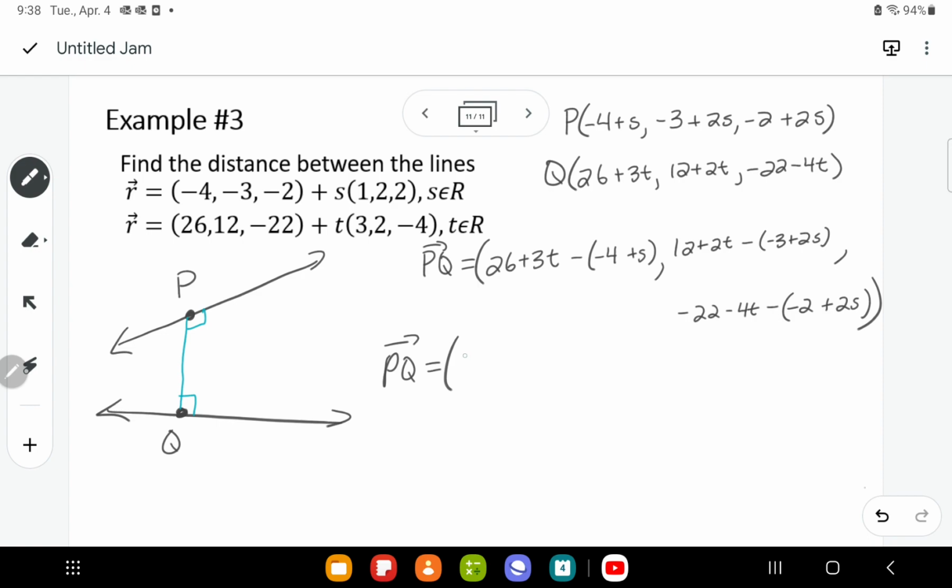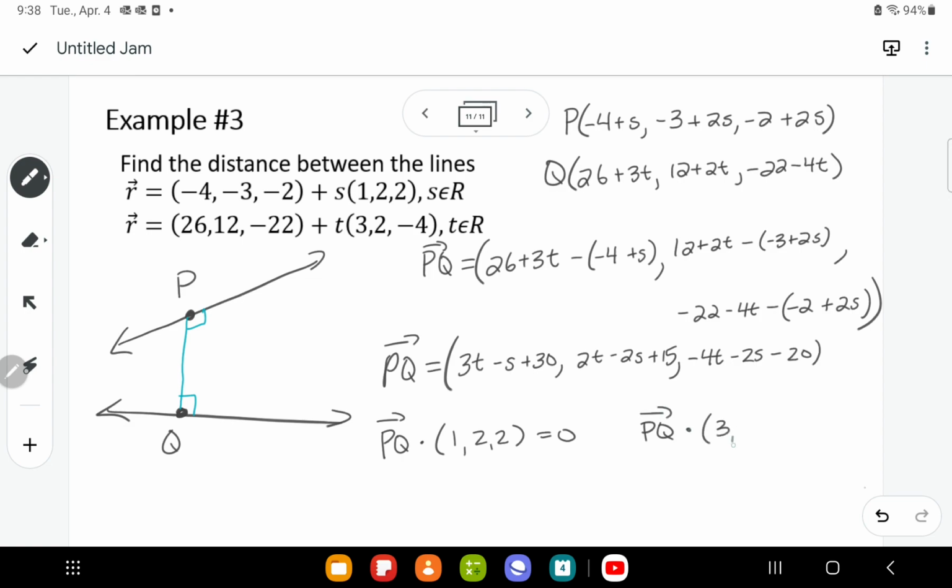So here for the x, I have 3t minus s plus 30. For the y's, I have 2t minus 2s. And then I have 12 minus -3 is plus 15. And for the z's, I have -4t minus 2s, and then minus, careful with your double negatives, minus 20. So this is going to be really, really important. I'm going to know that PQ dot 1, 2, 2, the direction vector of line 1, will equal 0, and also PQ dot 3, 2, -4 also will equal 0.